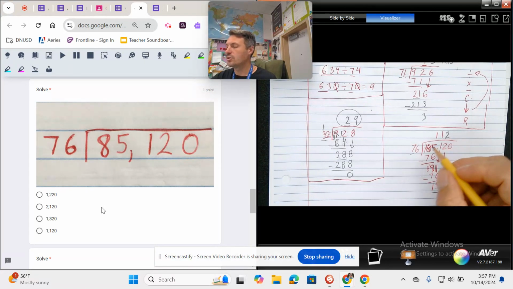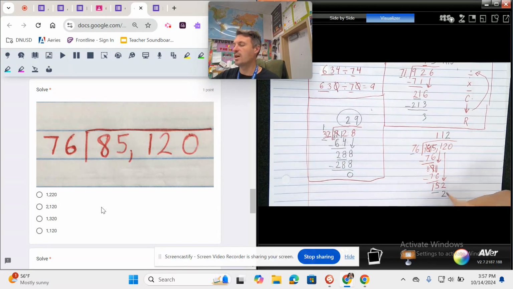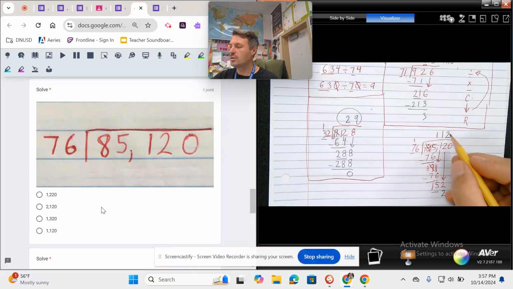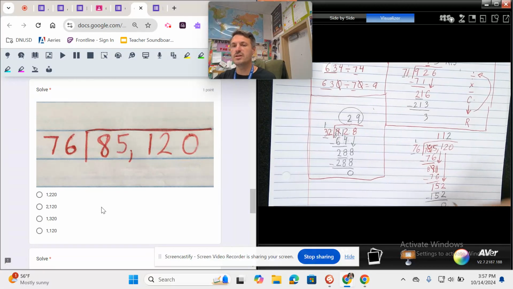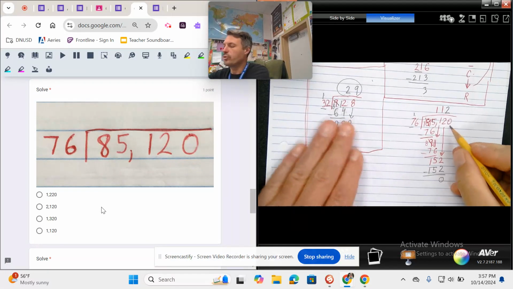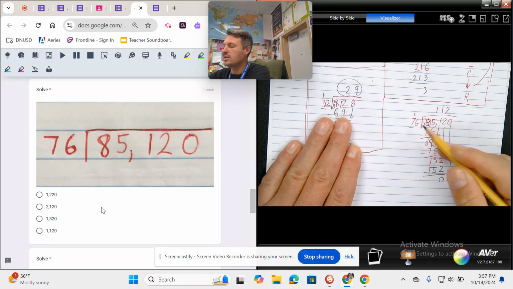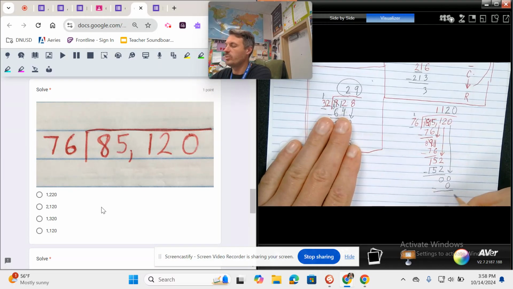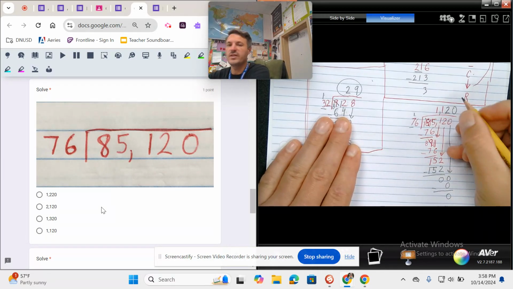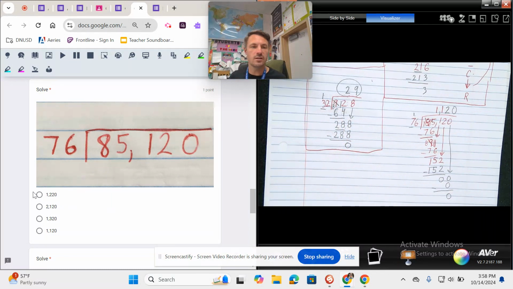Let's try it. 2 times 6 is 12, carry the 1. 2 times 7 is 14, plus 1 is 15. And 152 minus 152 is 0. Now we bring down this 0. 76 can fit into 0 zero times. 0 times 76 is 0, and 0 minus 0 is 0. So the answer is 1,120. And that's this answer right here, 1,120.